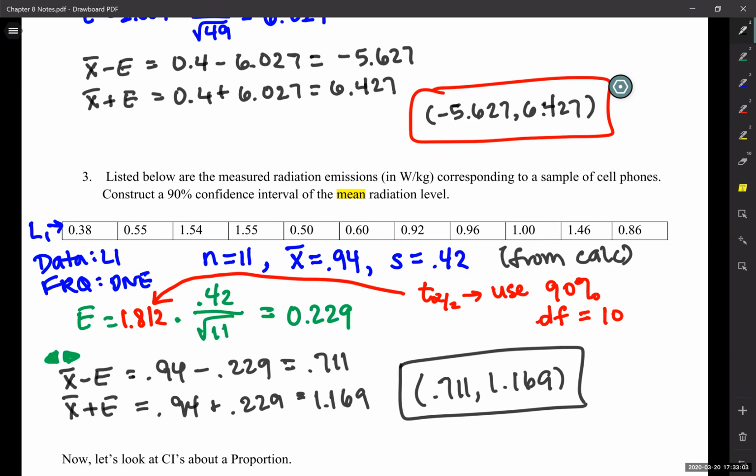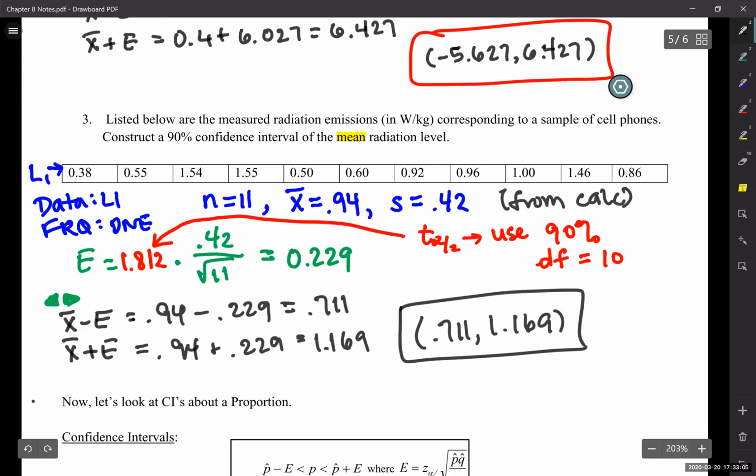So we're going to go ahead and stop here. It says, now let's look at confidence interval about a proportion. We are going to stop because, like I said, this is going to be quite long if I keep going.